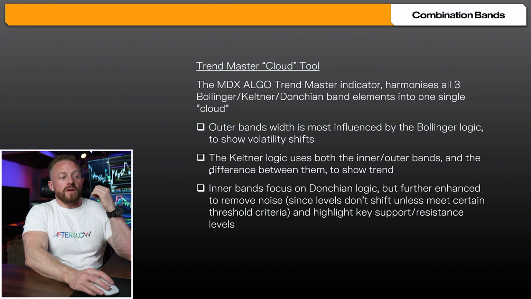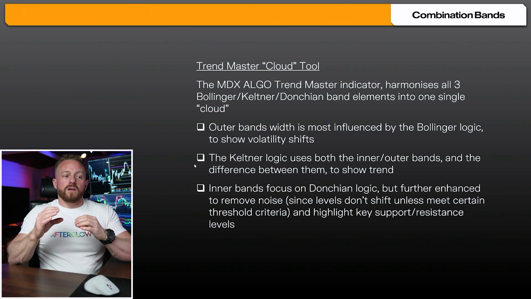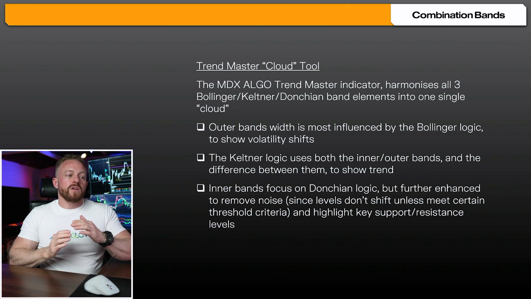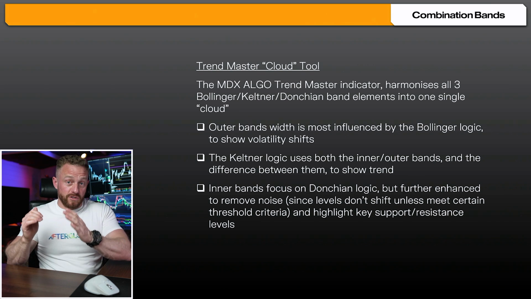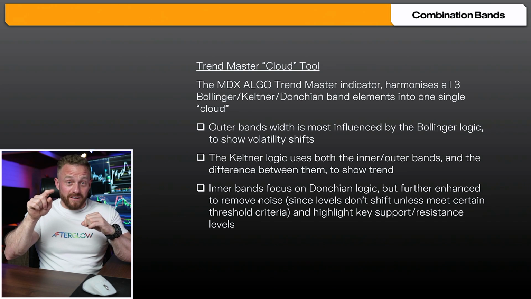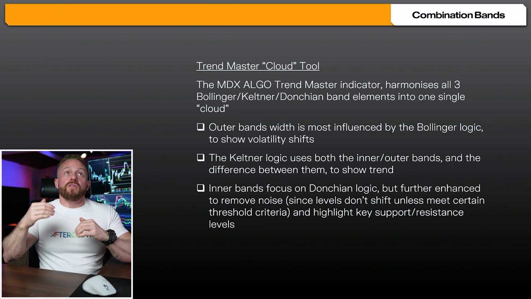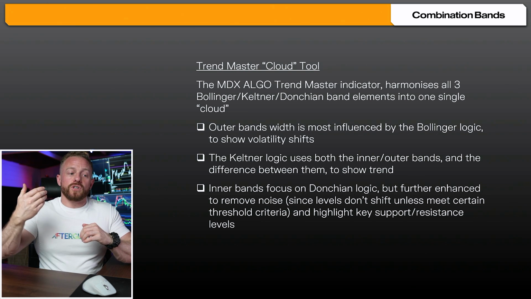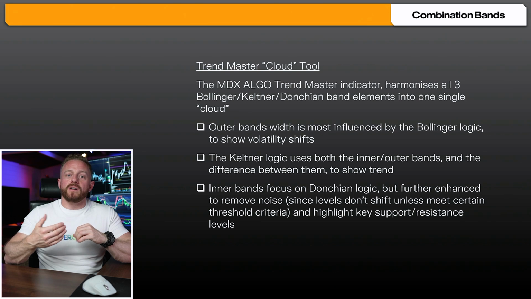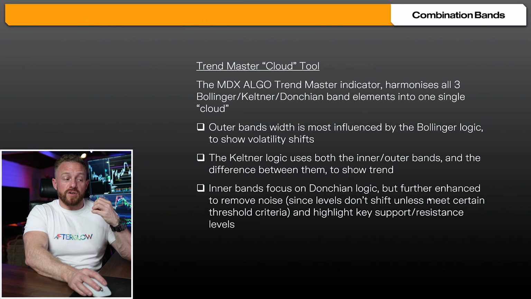And then the Keltner logic is used both on the inner and outer parts of the cloud to help show when a trend shift is happening. And lastly, the inner line of the cloud focuses more on the Donchian logic, because it's trying to help you highlight support and resistance levels. And then that is even further enhanced to remove some of the noise.